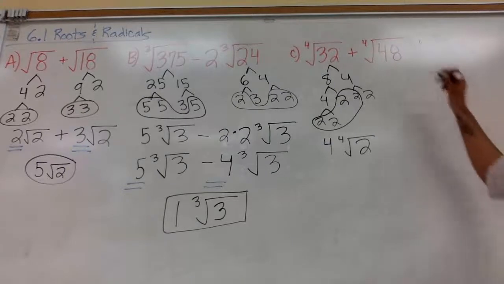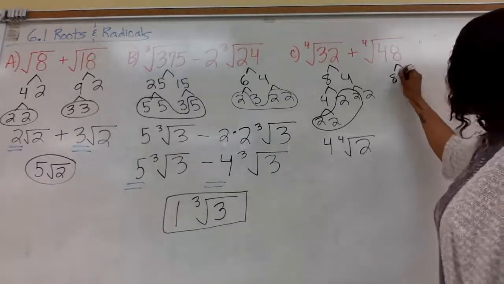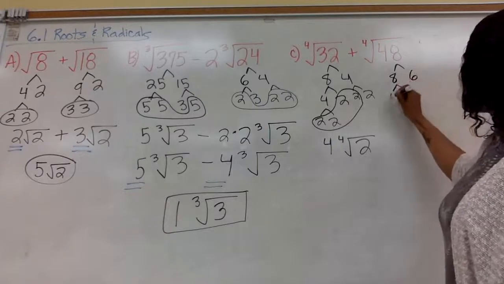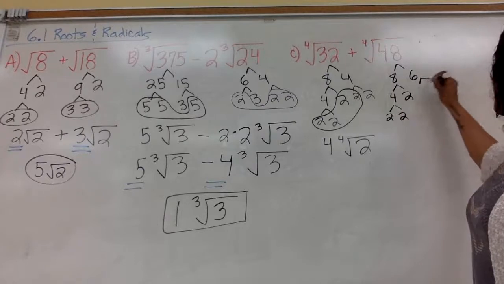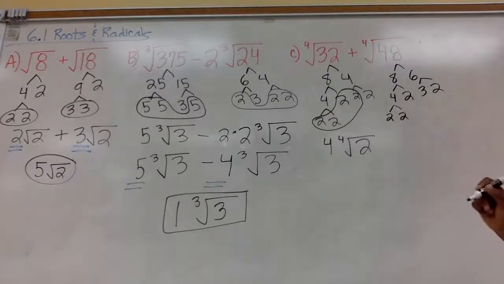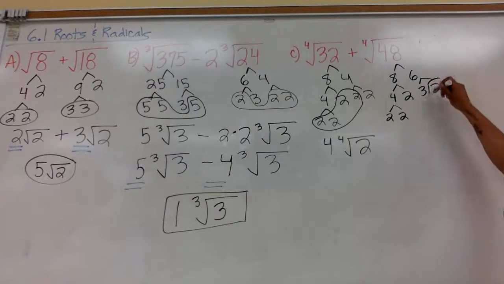Okay, I'm going to do the same thing with 48. Lots of things give me 48. Let's do 8 and 6. So 8 times 6. I can do 4 times 2. I can do 2 times 2. I can do 3 times 2. So I did a factor tree. We're looking for 4 of the same number. So 1, 2, 3, 4. So I can put these together.